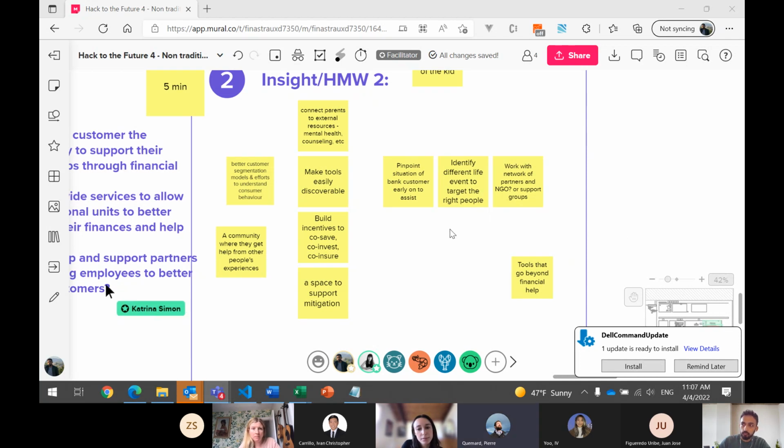I also think a theme that's emerging here is discoverability, right? I think the right tool is great, but if no one is using the tool, it's not working that great, right? So making sure that you can pinpoint who needs the tool and when they need the tool.